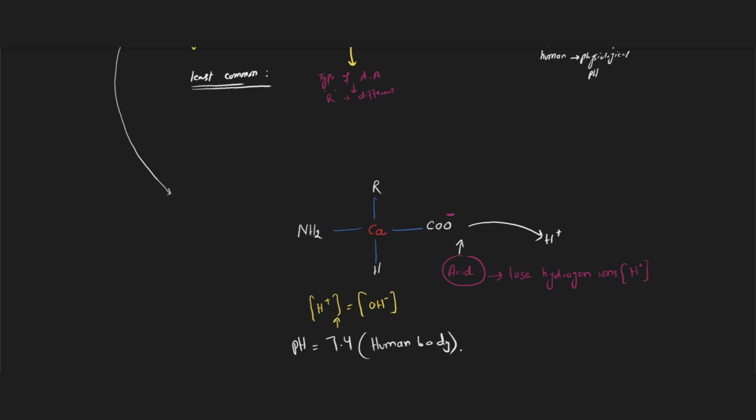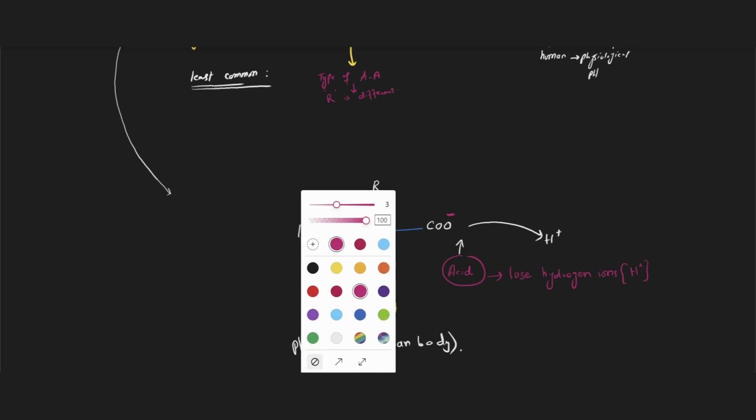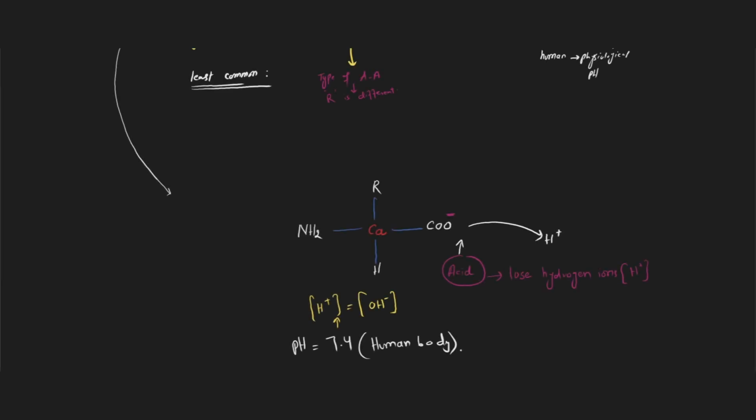Now let's move towards the second part. Here we have an amine group. An amine group at this physiological pH will behave as a base. And what is the property of a base? A base has the ability to accept protons, that is, hydrogen ions.